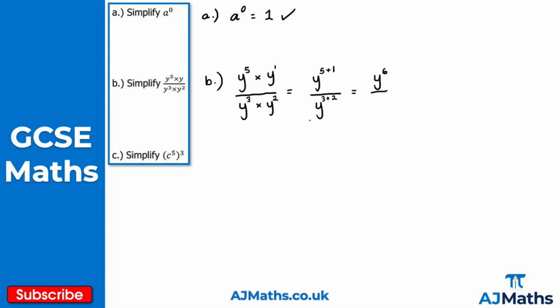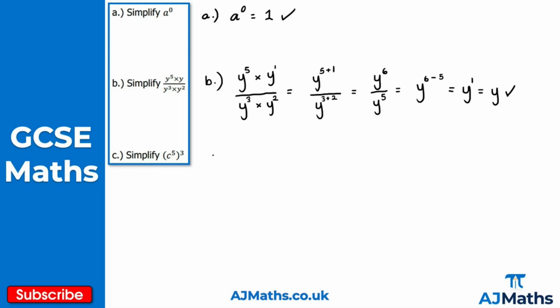Doing the same here now with the denominator, y to the power of 3 plus 2 would give me y to the power of 5. And in this case, because we're now dividing and we share the same base, just using the laws of indices, we now subtract the powers. This would be y to the power of 6 minus 5, and we're going to get y to the power of 1. Again, we don't need to write the 1, so that would simply be y. Okay? And there we have it. So that's the solution to B.